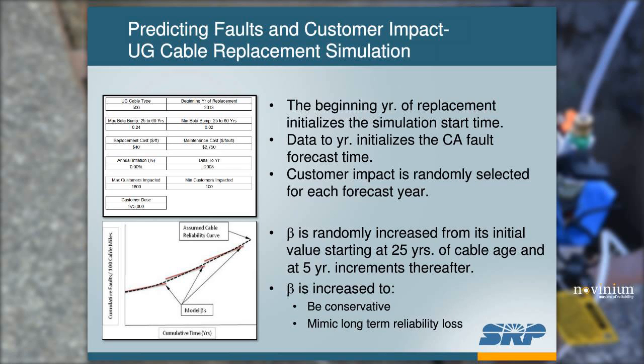And we do this, again, to be conservative and to mimic that long-term reliability loss. And for each of these years, it's just randomly picking this increase. Sometimes it may be a little bit more, sometimes it may be a little bit less. Again, it's just a random pick from numbers from the max and the min value.